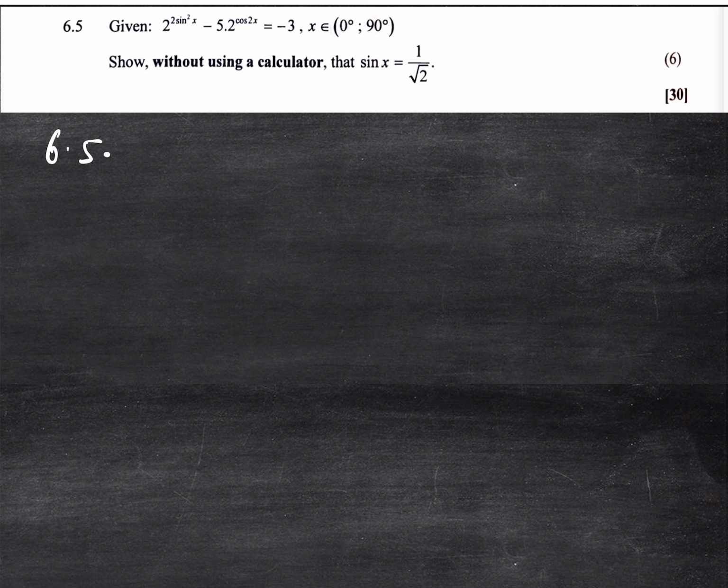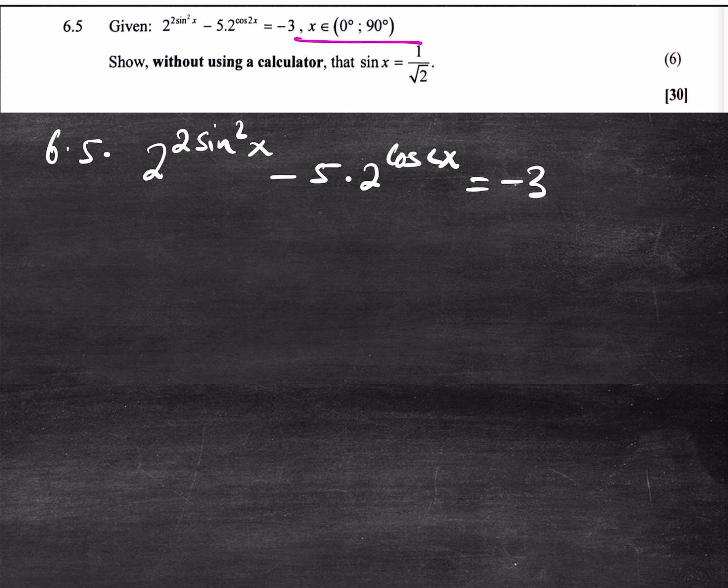We are given this situation. That is 2 to the exponent 2 sine squared of x minus 5 multiplied by 2 to the power cos of 2x is equal to negative 3, where x is in the first quadrant. Now, they want us to prove that sine x is the same as 1 over the radical of 2. How do you then do that?